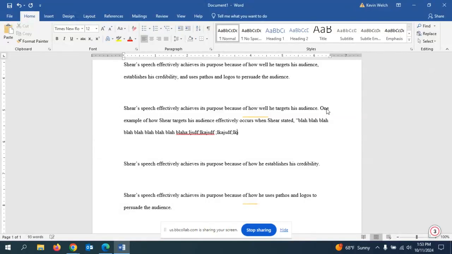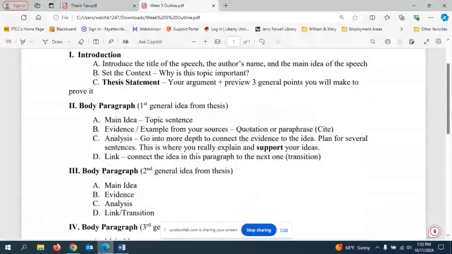Blah, blah, blah. Okay, and I end quote. So now I have a piece of evidence. I now must go into more depth to connect the evidence to that main idea. So this should take several sentences. This is really the bulk of your paragraph, the analysis. This is where you explain and support your ideas.